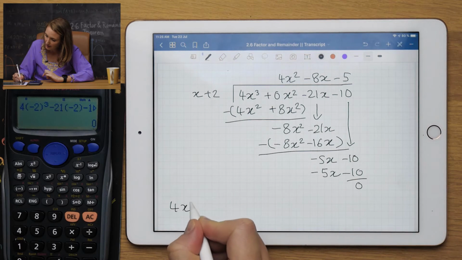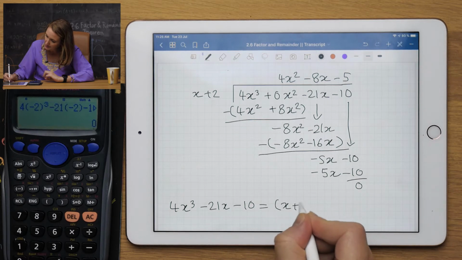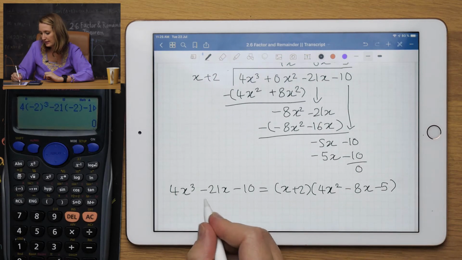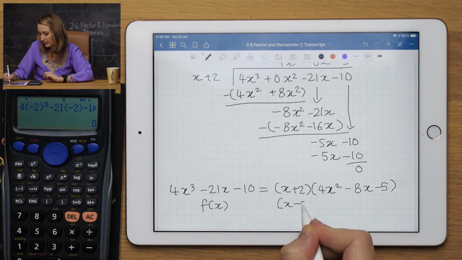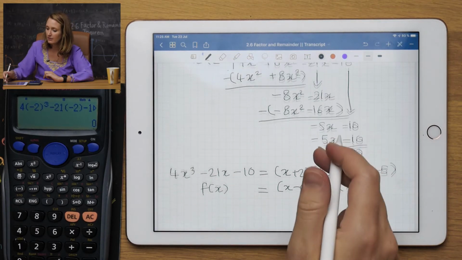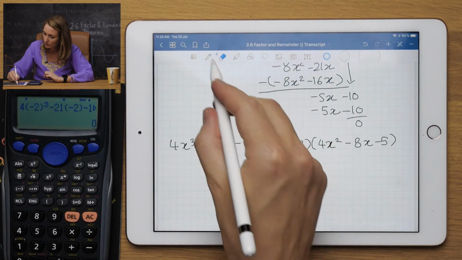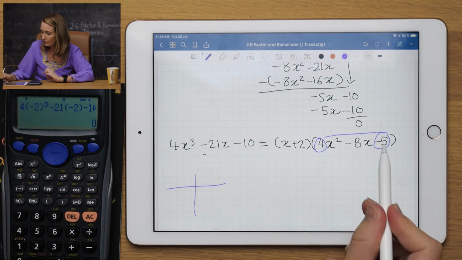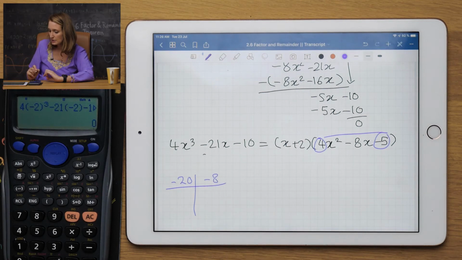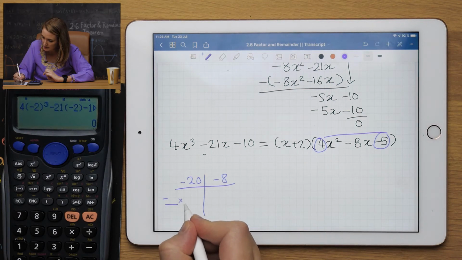Now we can say that 4x cubed minus 21x minus 10 is equal to x plus 2 times the quotient, okay? So this is basically the f of x, this is the factor, and this is the quotient, if you think back to our proof for the factor theorem. Now we need to factorize this quadratic to finish off. So we want to do 4 times minus 5 is minus 20, and we want to add for minus 8. So we need to have, sign-wise, a minus times a plus.